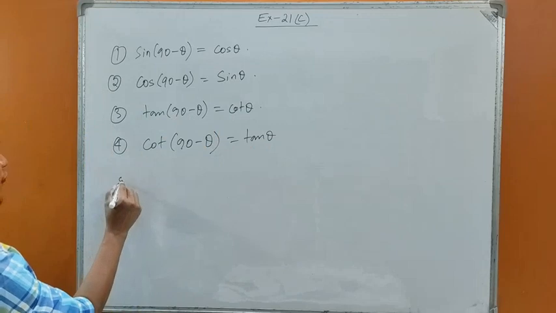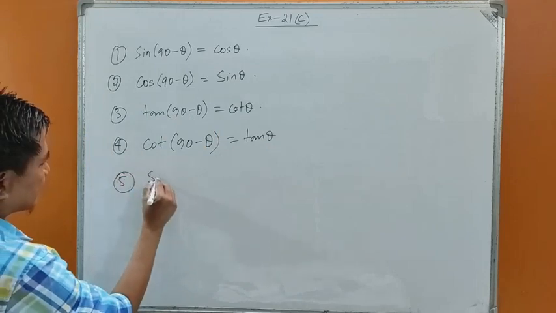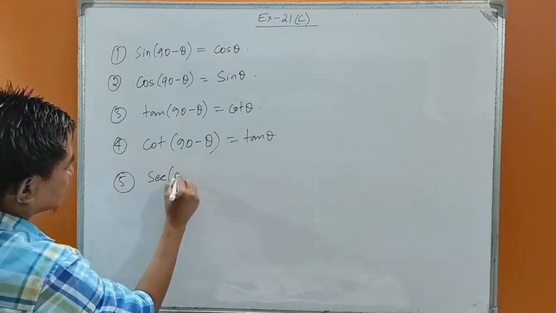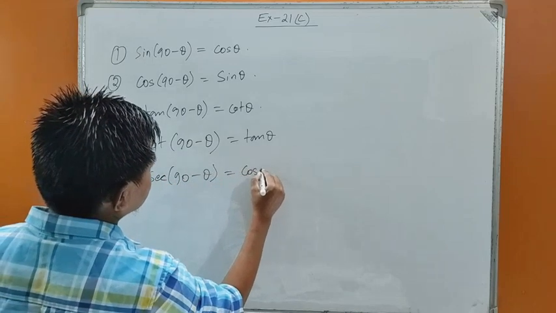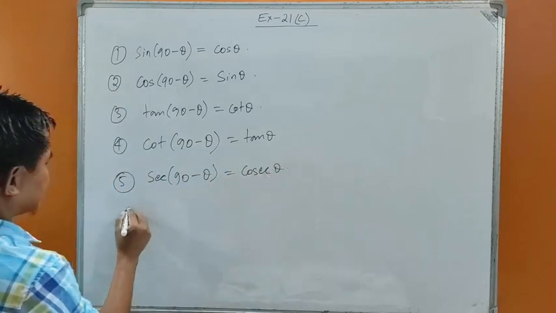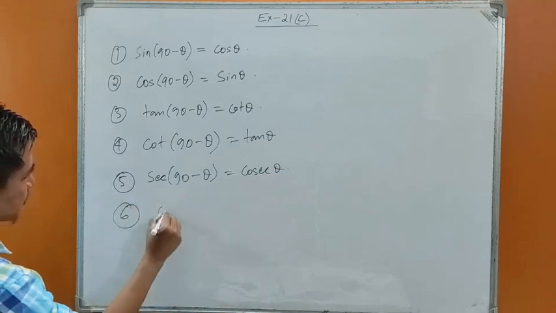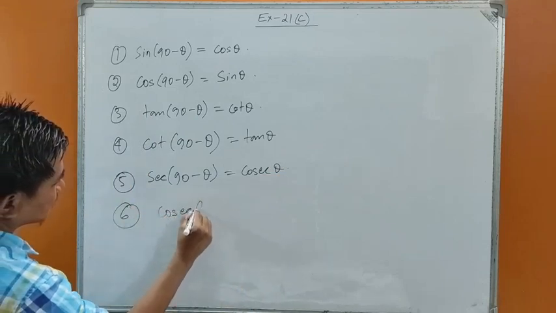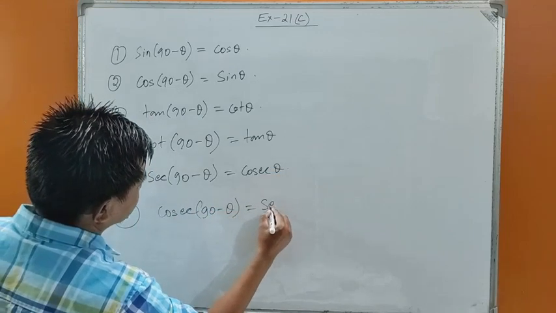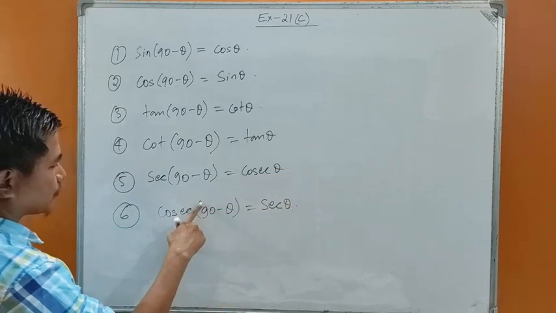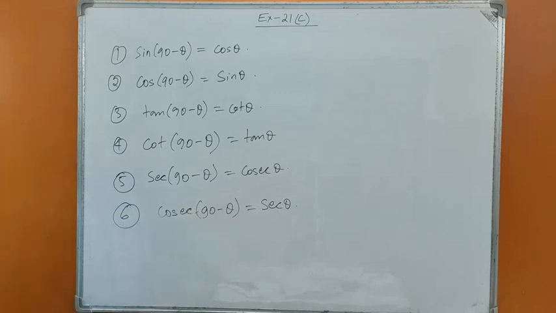Number 5: sec 90 minus theta equals cosec theta. Then number 6: cosec 90 minus theta equals sec theta.